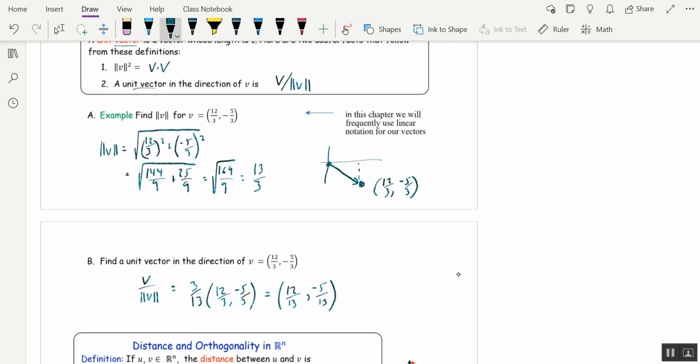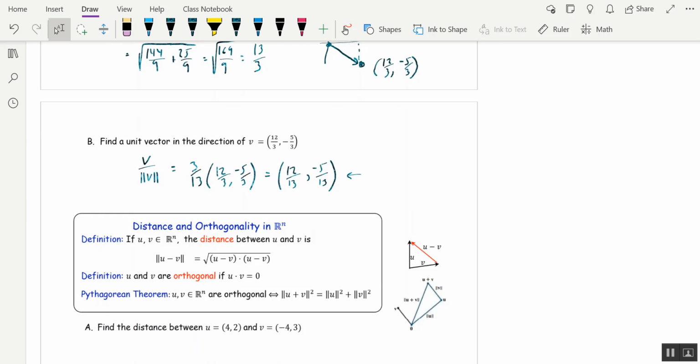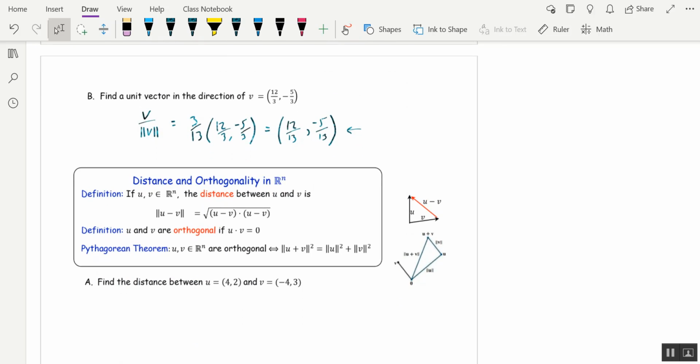And you can check that really is a vector of length 1. Find the length of this vector and you'll see it has length 1. Okay, distance and orthogonality. The distance between two vectors U and V is the length of their difference.